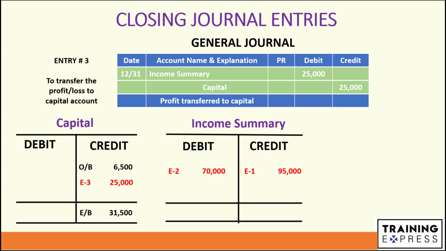Now look at the income summary account. Income summary account has got a credit of $95,000 from entry number 1, which was service revenue, and a debit of $70,000 from entry number 2, which was expenses. And now we are going to debit income summary account by $25,000. So this way posting is completed. And now you would see that income summary account, which we used only for closing purposes, has got an ending balance of 0, and all of the balance has been transferred to the capital account.